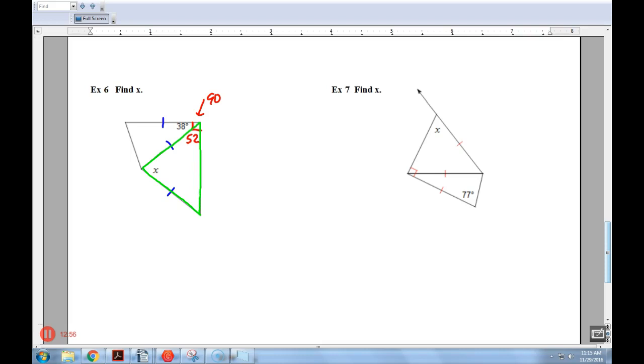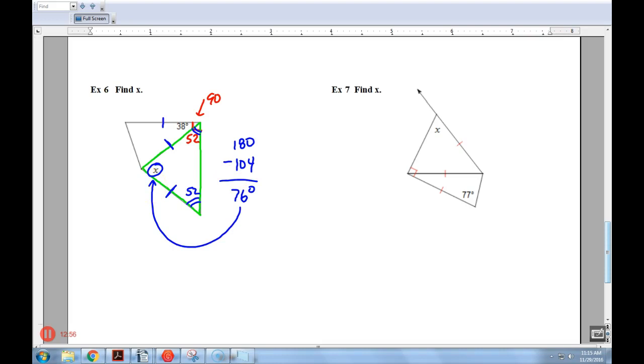Focusing where my eyes are, if I notice since these are the legs, these are the base angles that must be equal, so this must also be 52. And now it should be pretty easy to find X. 52 and 52 is 104. Subtract from 180, and I find out that X is 76 degrees.